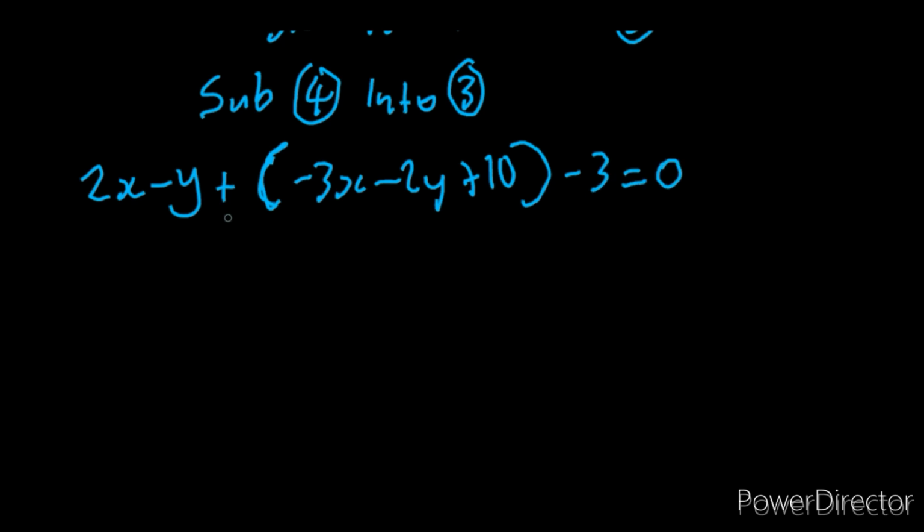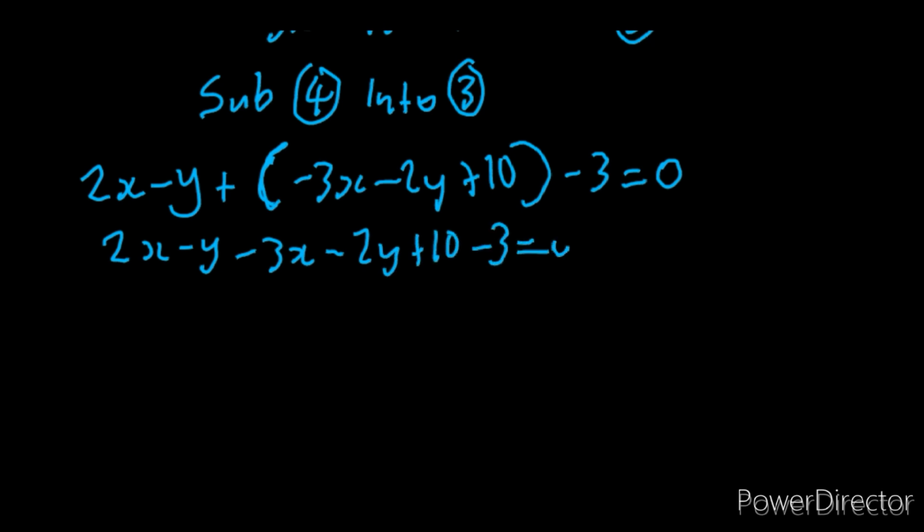From here, notice that this bracket has got no effect because there is nothing to multiply the bracket. So we're just going to have 2x minus y. Notice that this is just the same as an invisible one in front. So when I multiply it, it really has got no effect in the bracket. So it's just going to be minus 3x minus 2y plus 10, minus 3 equals to 0.